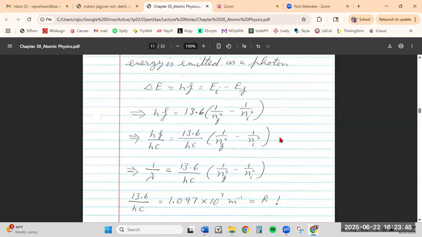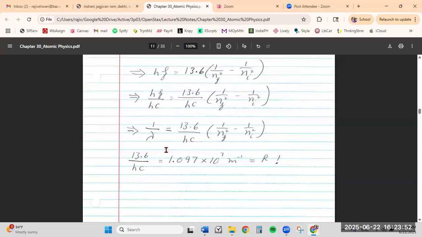hf is equal to this. If you divide both sides by hc, then the equation becomes this. On the left side, the h's cancel out, and f over c is 1 over lambda. So 1 over lambda is 13.6 over hc times 1 over nf squared minus 1 over ni squared.